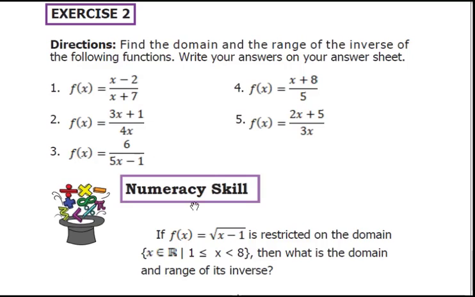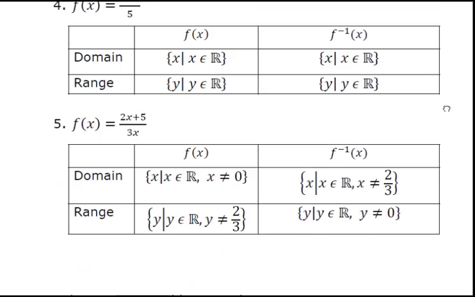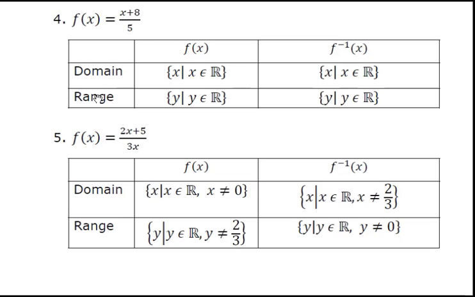For number 4, we have f of x equals (x plus 8) all over 5. Although the form is rational, we have a constant denominator. So f of x is a linear function. For a linear function, the domain and the range are all real numbers, and the same is true for its inverse function. So that's it for number 4.